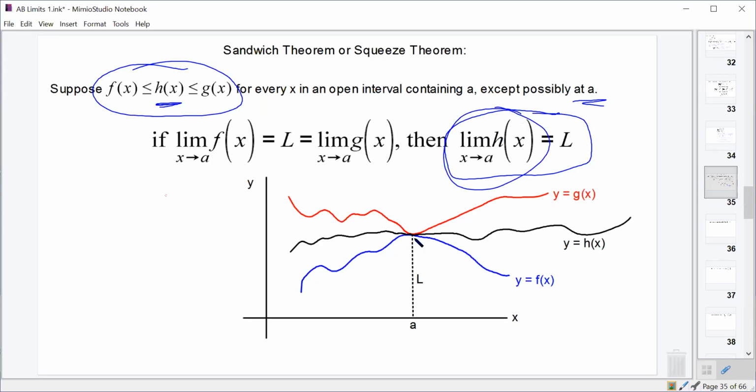That makes sense? Sort of. And if we can find the limit of the upper function and the limit of the lower function at a, and they're equal, well, then that must mean that the limit of the sandwiched function is also the same as the other 2. Does that conceptually make sense or no?